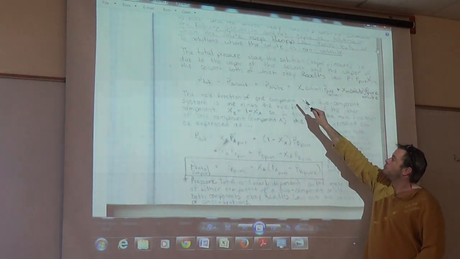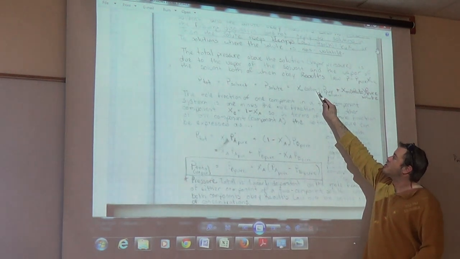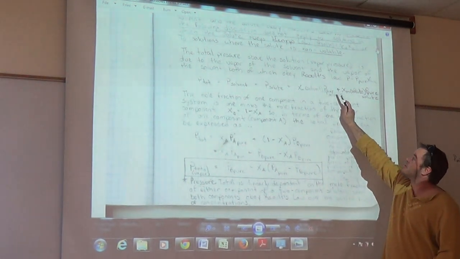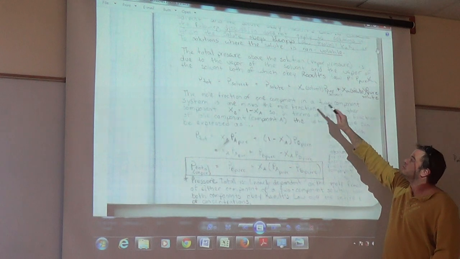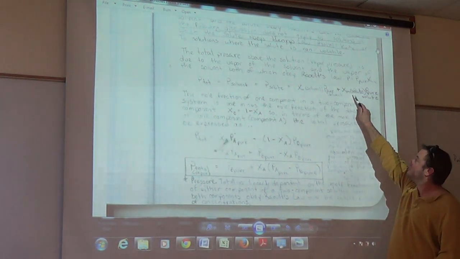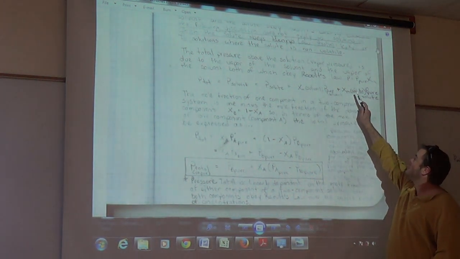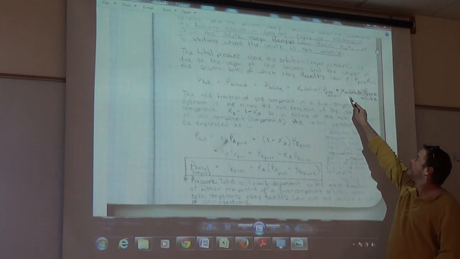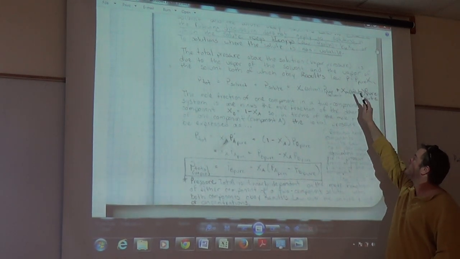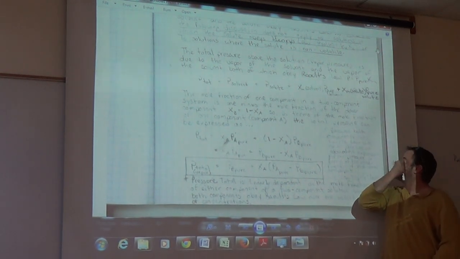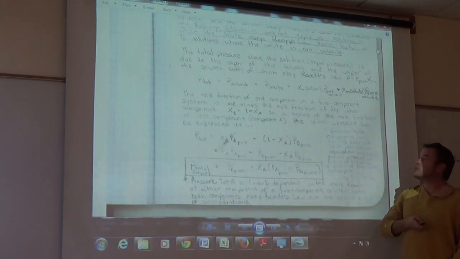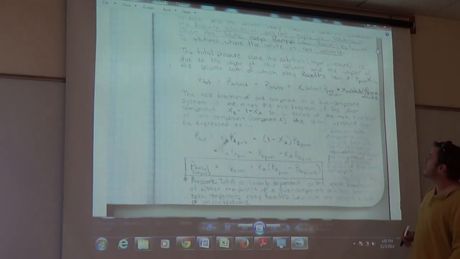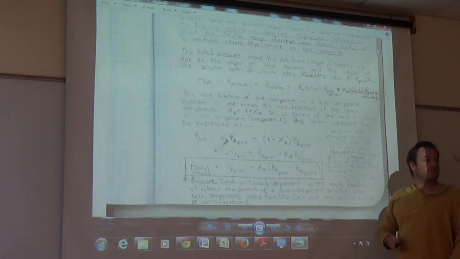So the pressure of the solvent is the mole fraction of the solvent in the solution times the pressure of the pure solvent. You have to add to that the pressure of the solute. The pressure of the solute is the mole fraction of the solute in that particular solution times the pressure of the pure solute. Again, both of these are obeying Raoult's law.